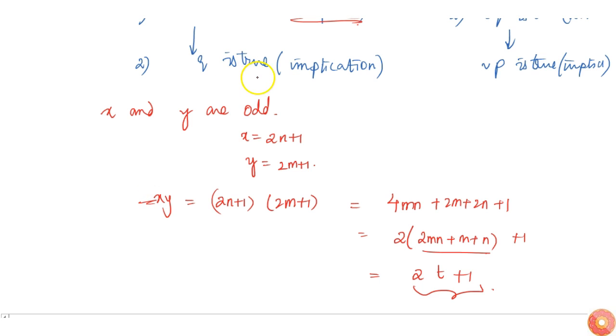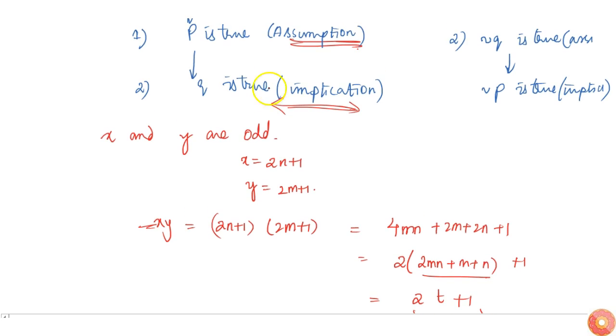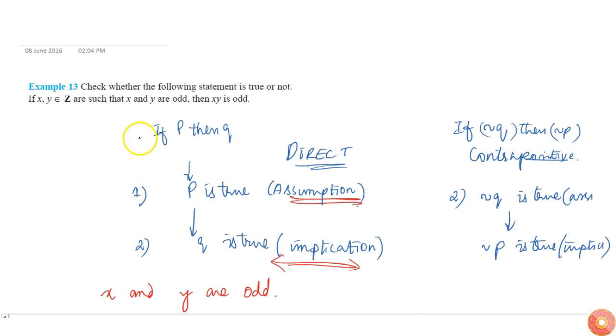I proved the implication to be true. So that means by assuming P is true, I proved Q is true. Therefore the given statement if P then Q is true.